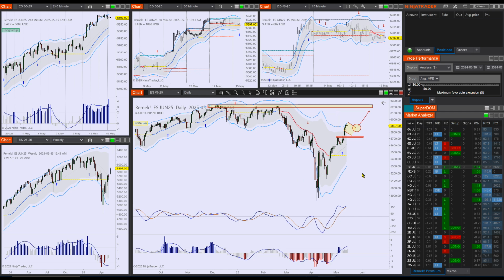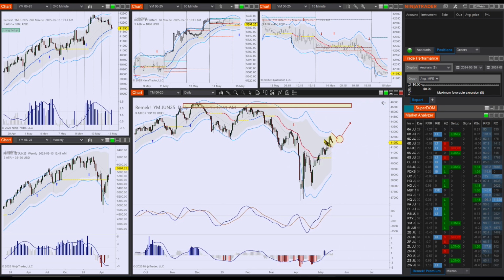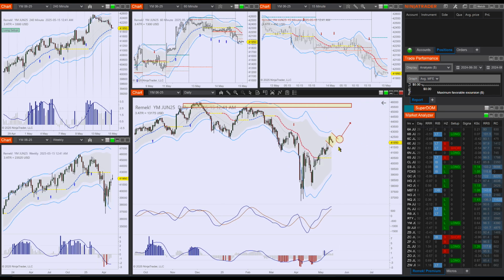And let's start with the indexes here. Ideally on the ES, I would like to see a pullback here. Please note that on the YM, we already have the pullback. So this is what the ES will ideally give us, but there's no guarantees for pullbacks.